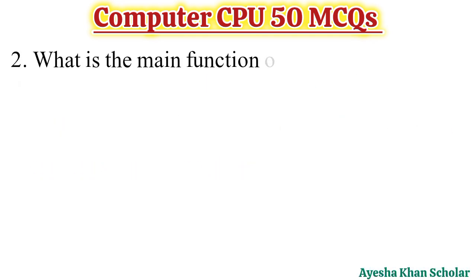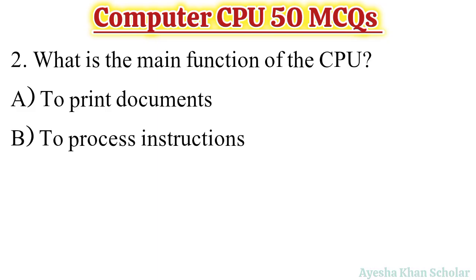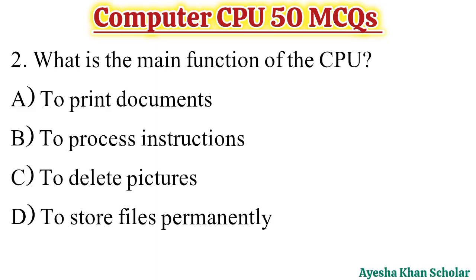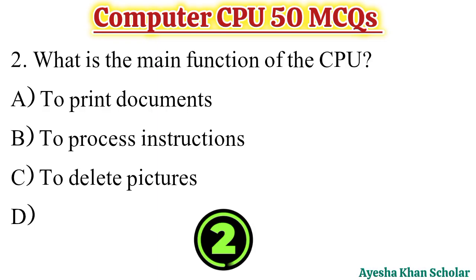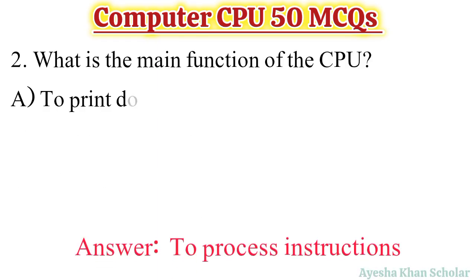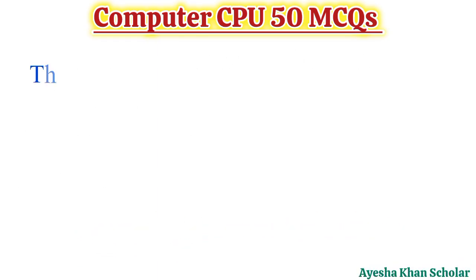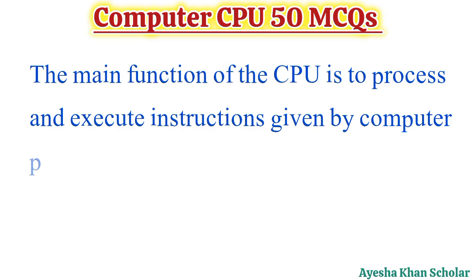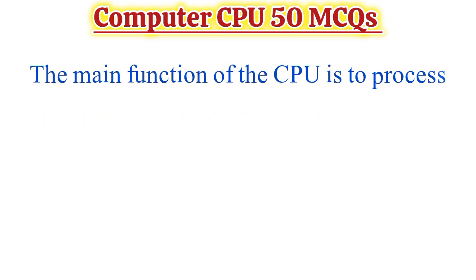2. What is the main function of the CPU? A. To print documents. B. To process instructions. C. To delete pictures. D. To store files permanently. Answer: To process instructions. The main function of the CPU is to process and execute instructions given by computer programs.